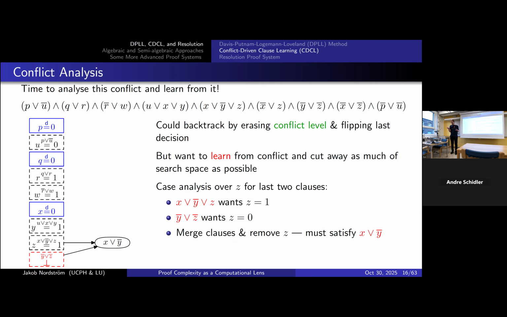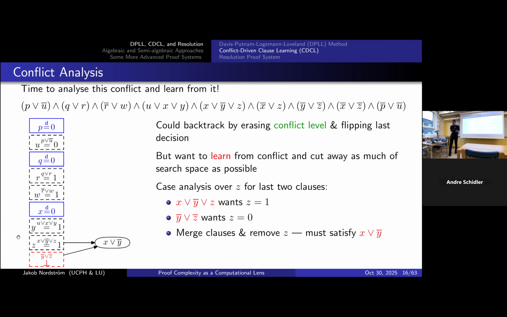So we realize that if we just look at these two clauses and merge them and remove Z, the only way to make both of them happy is in fact to satisfy X or not Y. And this now is a new clause that isn't in the formula, but is implied by it. So any satisfying assignment to all of these clauses above has to satisfy this as well.